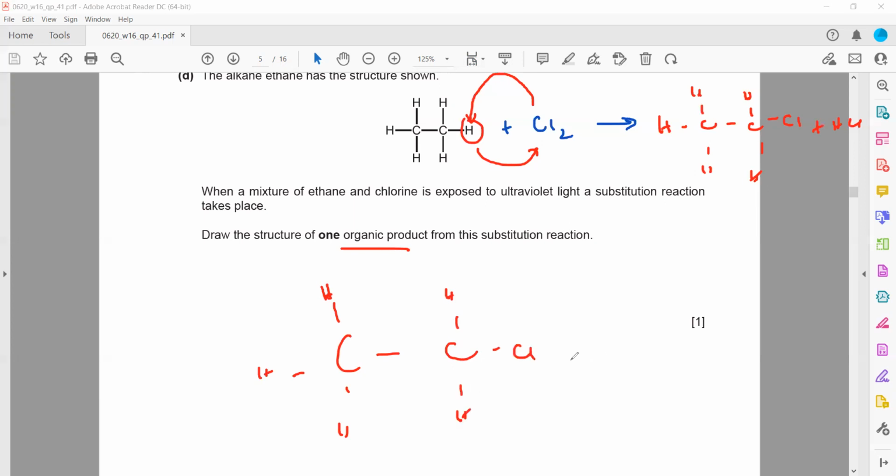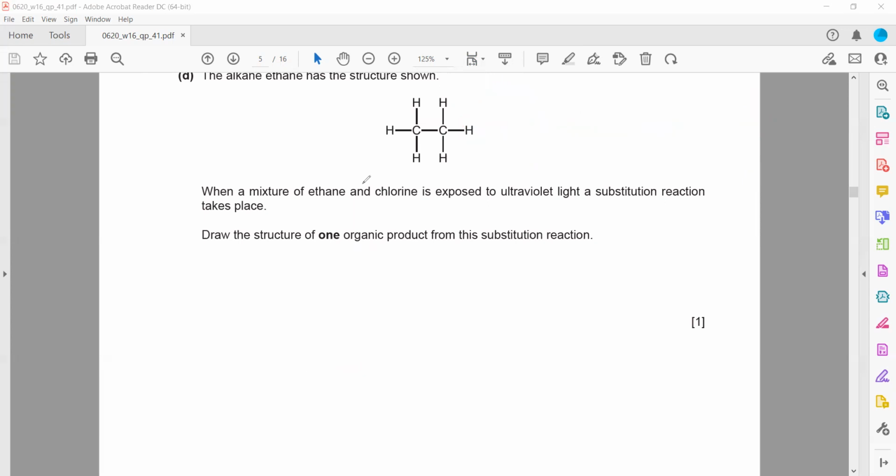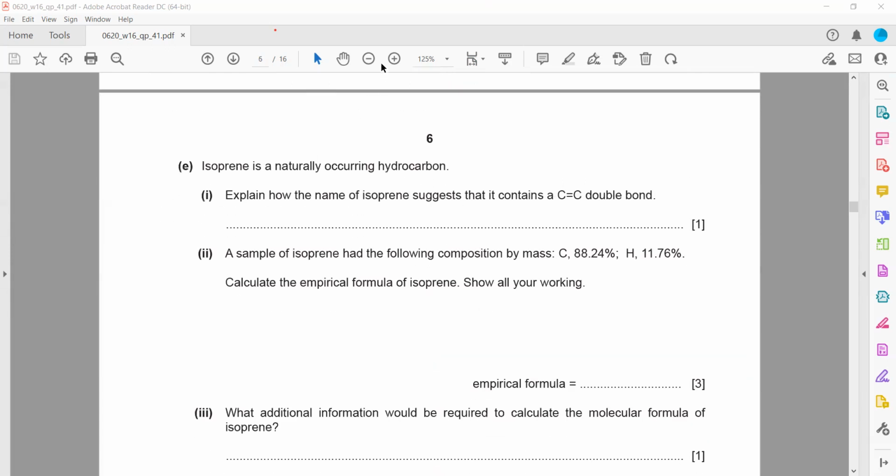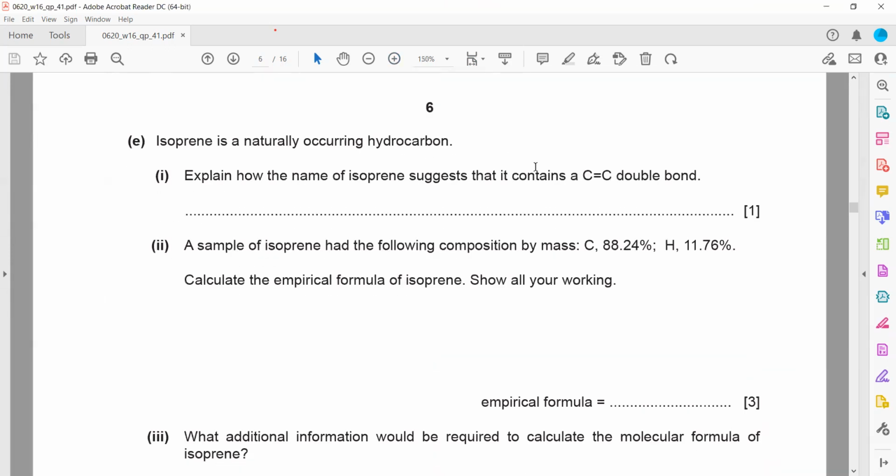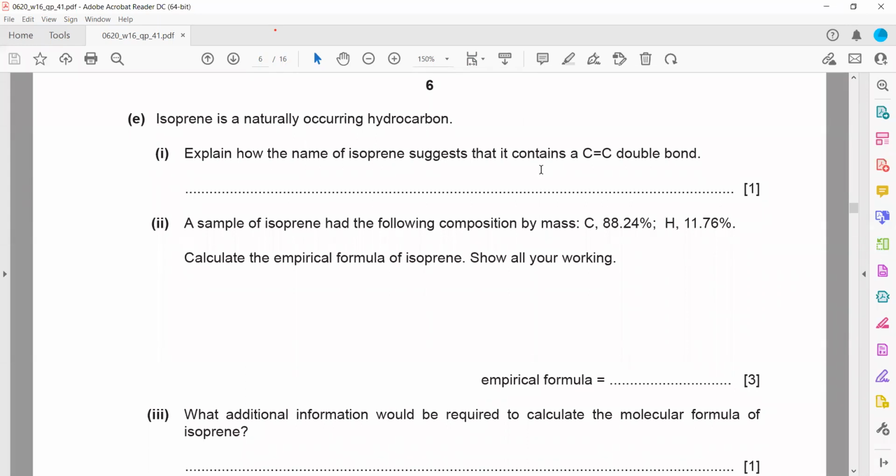Isoprene is a naturally occurring hydrocarbon. Explain how the name isoprene suggests that it contains a double bond. So how does it suggest it contains a double bond? Because the name is ending at ENE. So it means that there is a double bond.